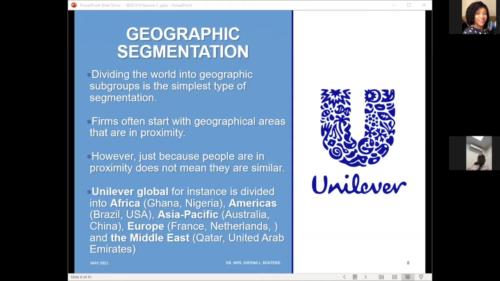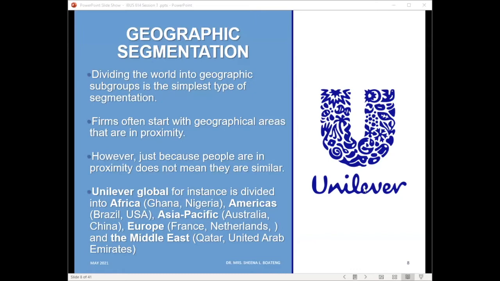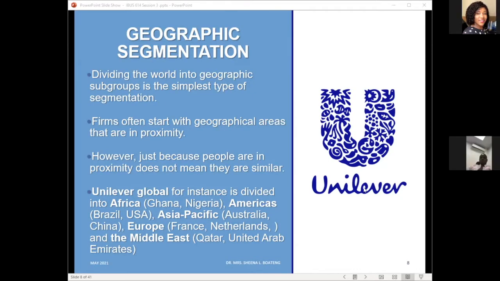So it is important that even as much as you are going in for geographic segmentation, please take cognizance of the fact that the geographic proximity does not necessarily mean that this market you are selecting will be similar to your home country. And therefore, the same strategy you are using in your home country may not automatically work in this new market that you are trying to enter into.